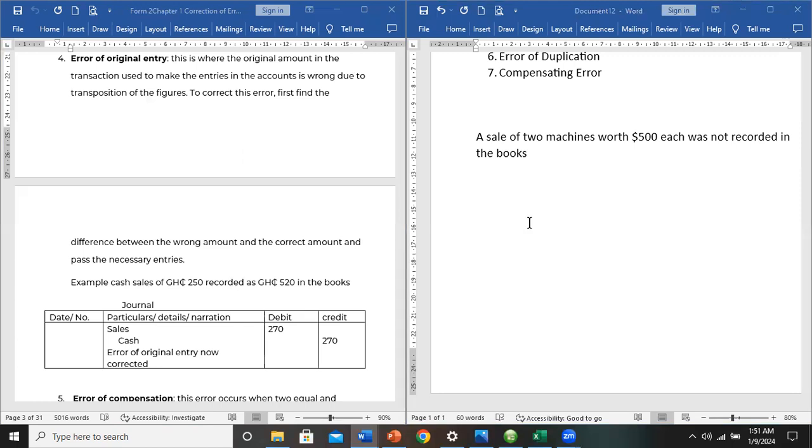Okay, Mami Ya wants to say it. Oh, please, more hands now. You know this thing. Okay, Mami, what type of error is this? Error of omission. Okay, because this was not recorded in the books. Thank you very much. Let me see another one.